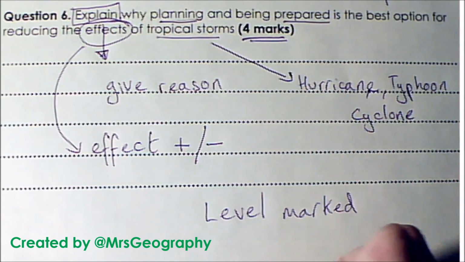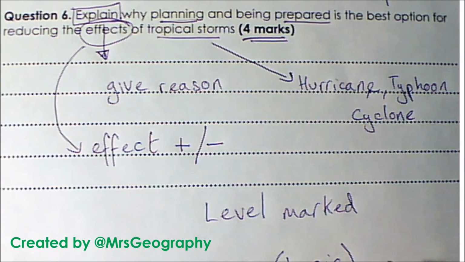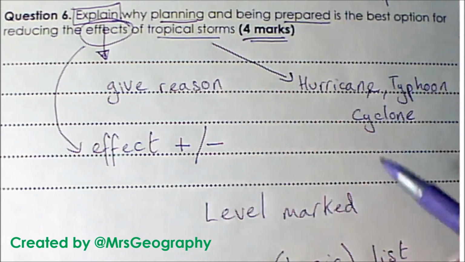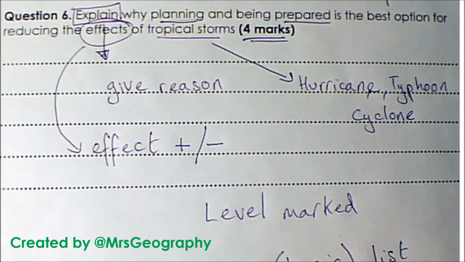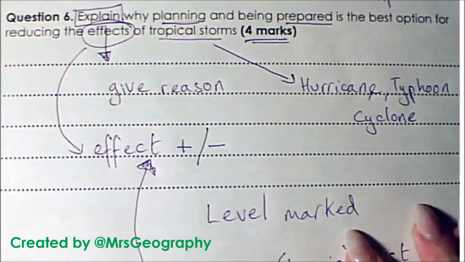And we know that to get 1 to 2 marks, we have to give a basic reason. So this is showing limited knowledge. So here you might have a list of how we can plan and prepare for tropical storms. But if you want 3 to 4 marks, which is what we should all be aiming for, you need to give a clear set of planning and preparation options and say how they are going to minimise or reduce the effect.